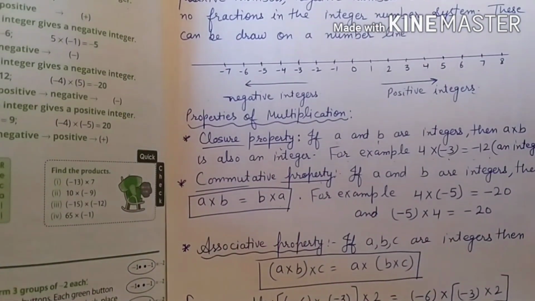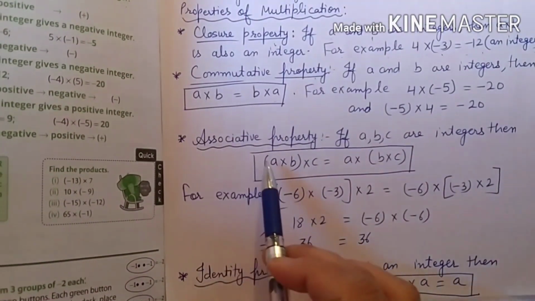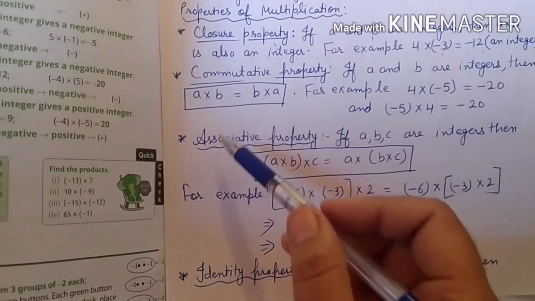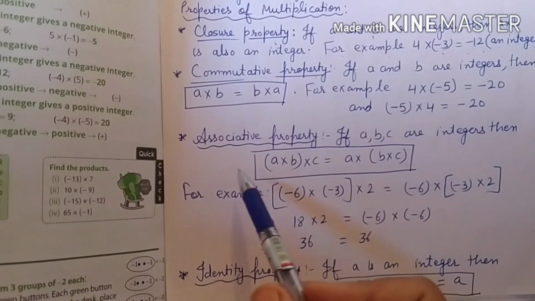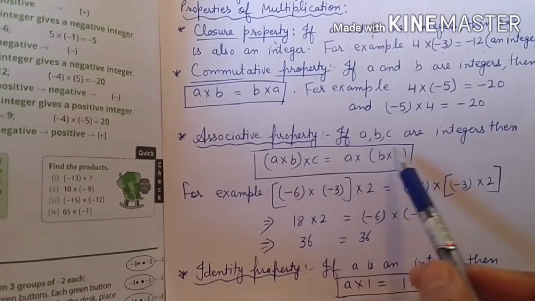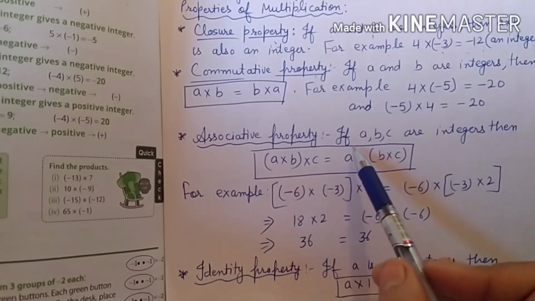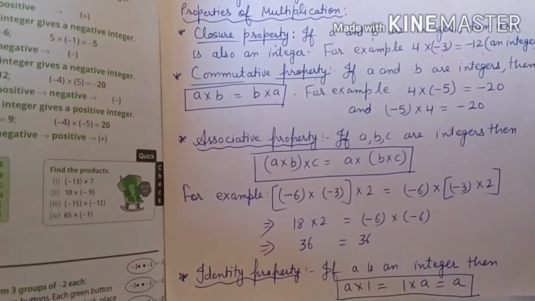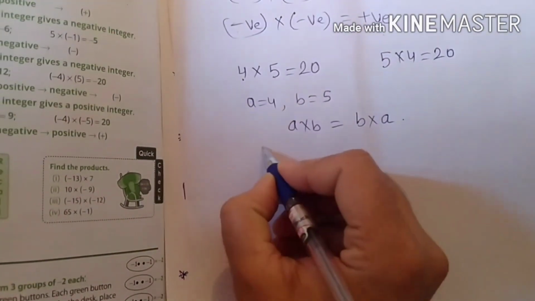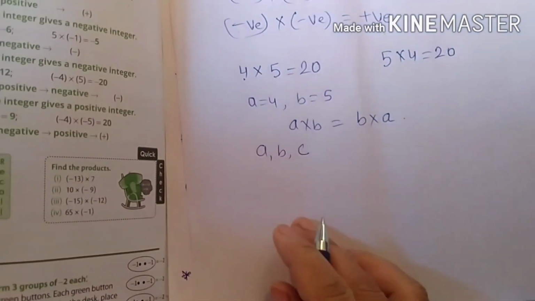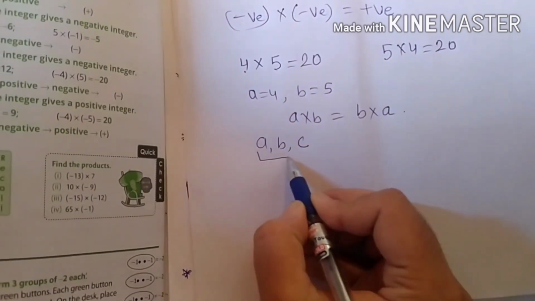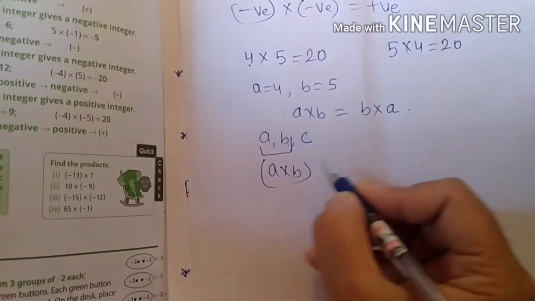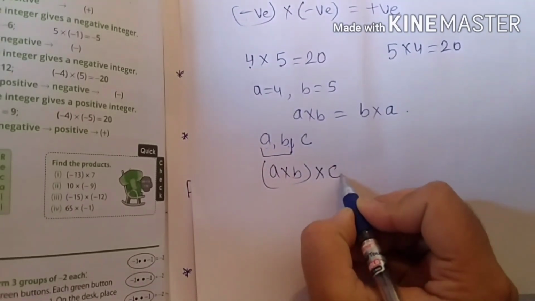Then the next one is the associative property. Here there will be three integers. In commutative property there are two integers, and in associative property there are three integers. Suppose we have integers a, b, c. First of all you can multiply a and b, a multiplied by b, then the answer you can multiply with c.